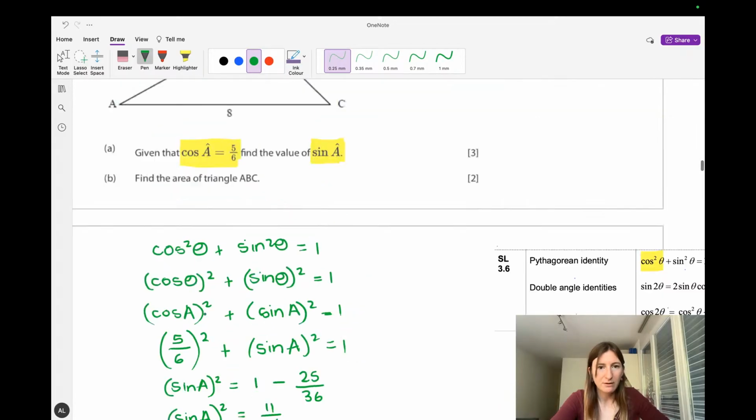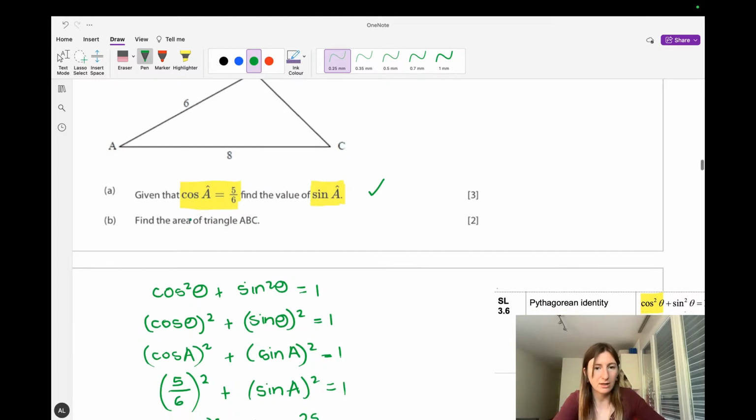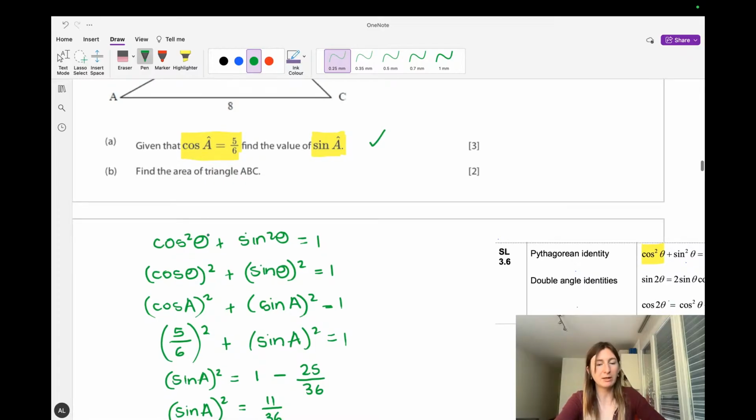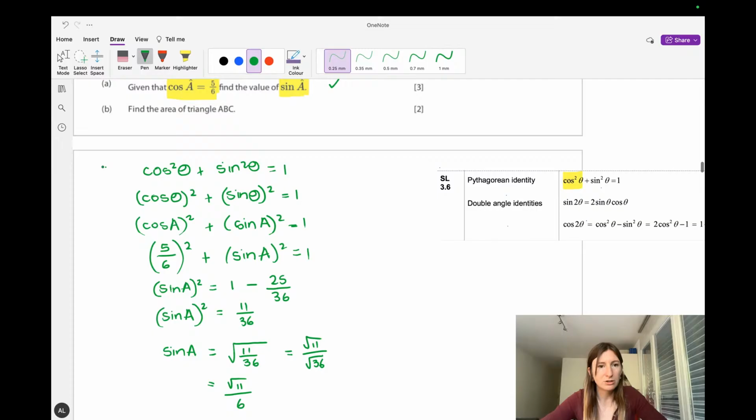Okay, so now we found our sine A. That was just the first part of the question. Given that they had asked us to find sine A, we're probably going to need that for the area of our triangle. And remember, this is a non-calculator paper. So this is still applicable if you're in AI SL and you always have your calculator. You'll just be able to use it, but the methods are the same. So sorry, that was question A.